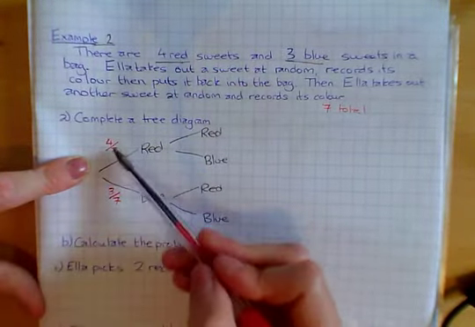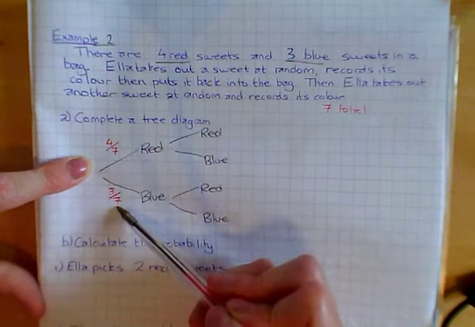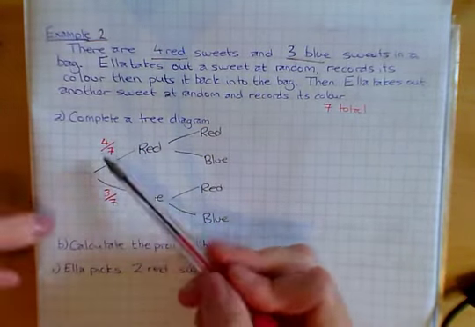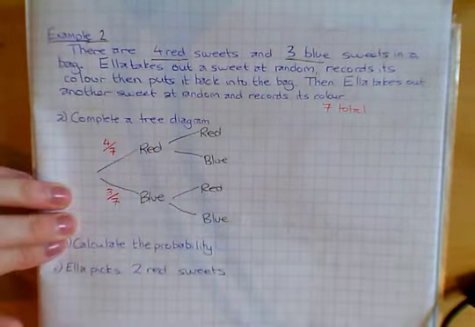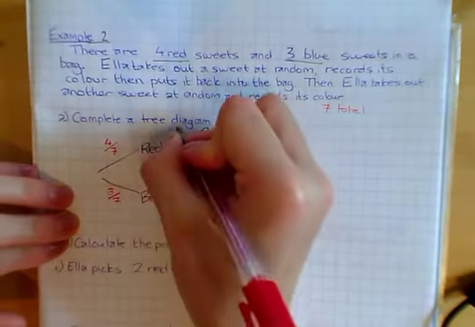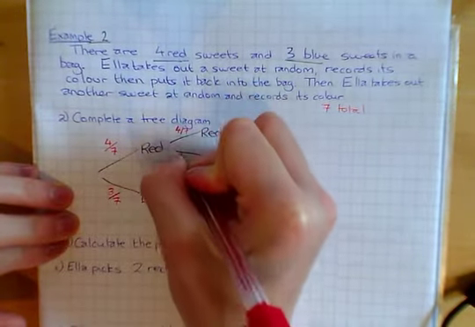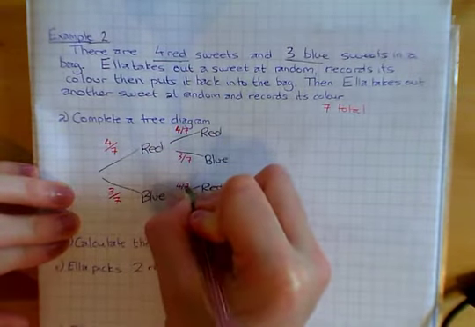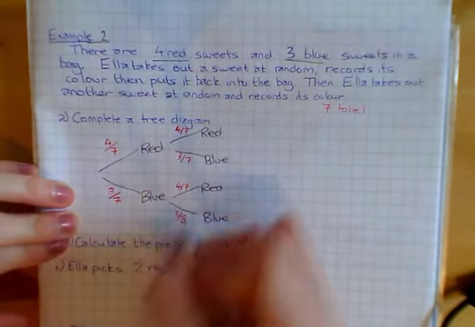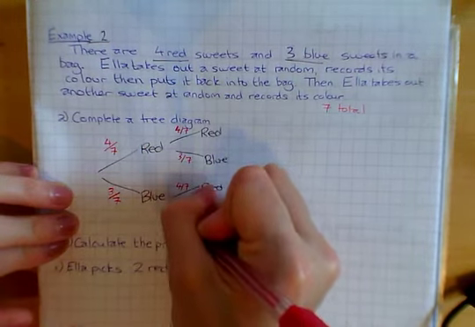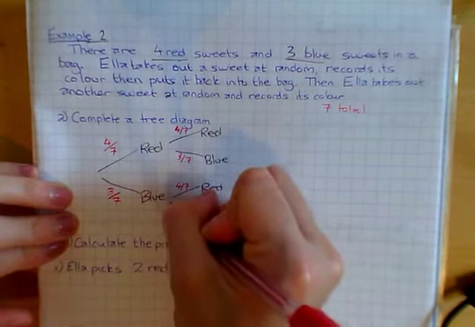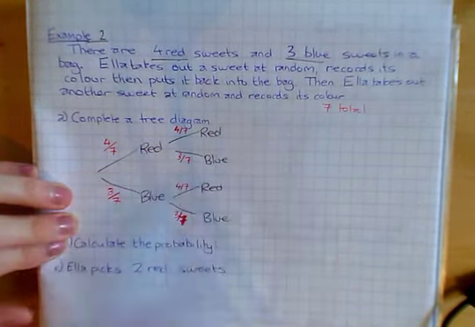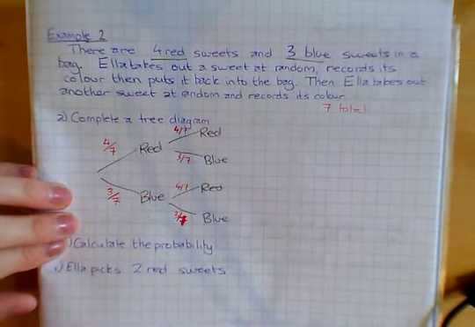And we can see here that 4 over 7 add 3 over 7 does add to 1, because 7 over 7 is equal to 1. These probabilities are the same on the second go, because the sweet was replaced. And so, sorry, that should be a 7. And so my completed tree diagram should look something like this.